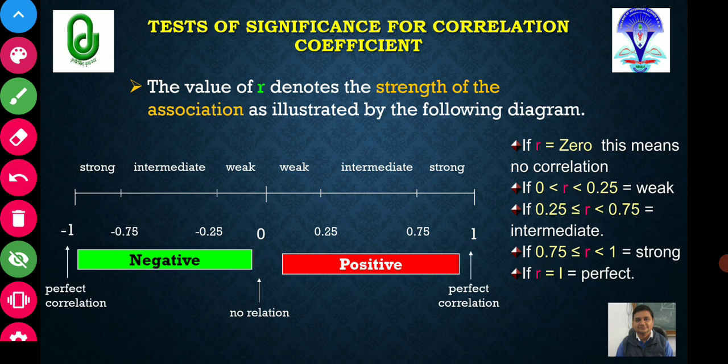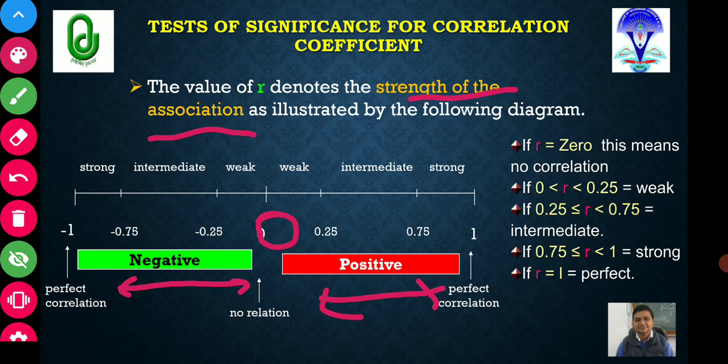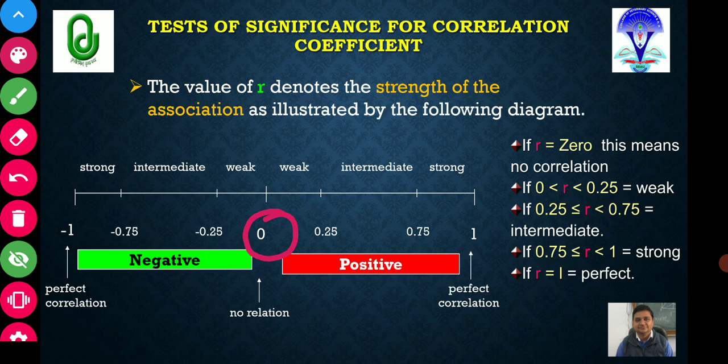Now the value of the correlation coefficient denotes the strength of association, as we have already seen, and it is illustrated by the following diagram. Here you can see this is the negative correlation coefficient and this is the positive correlation coefficient. If the correlation coefficient is 0, then there is no correlation. If it is greater than 0 but less than 0.25, then it is weak correlation. Sometimes these kinds of questions come in the objective portion of your examination.